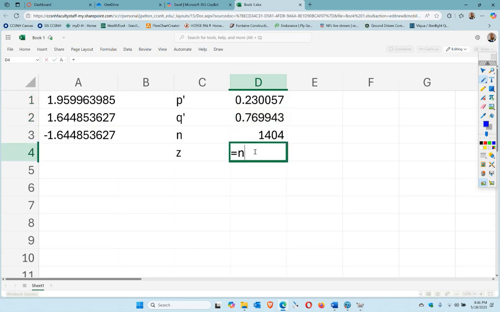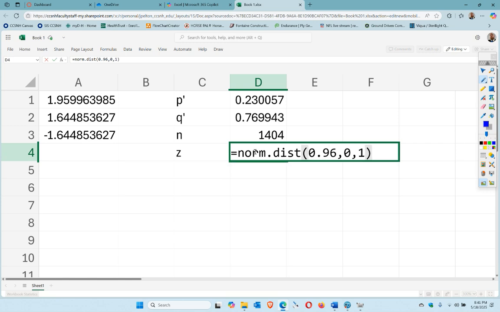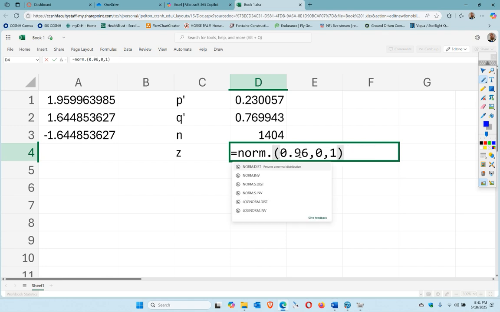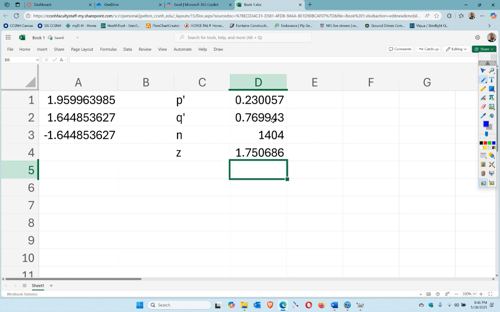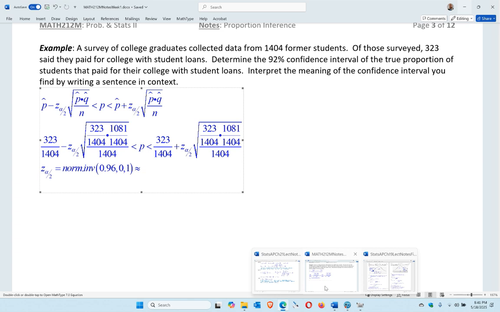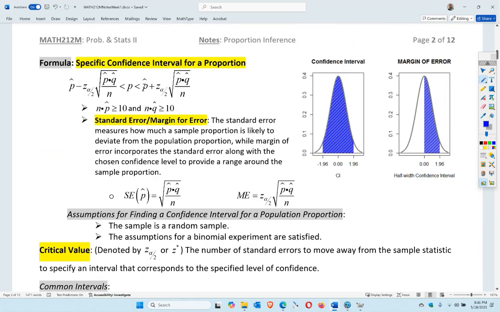Okay, so equals normal dot distribution. 0.96, right? Because it was 92% confidence interval, so 8% not confident, half that's 4, add it together, comma 0, comma 1. So there's my z alpha 2. Oh, what did I do wrong? Oh, it's normal inverse, sorry. Because we're inverting the probability of 96 back to a z. There we go. Okay, so these are the things that we need. What I believe you can do is I'm going to copy this. I'm going to go up and cheat real quick. I'm going to copy this formula to the spreadsheet.